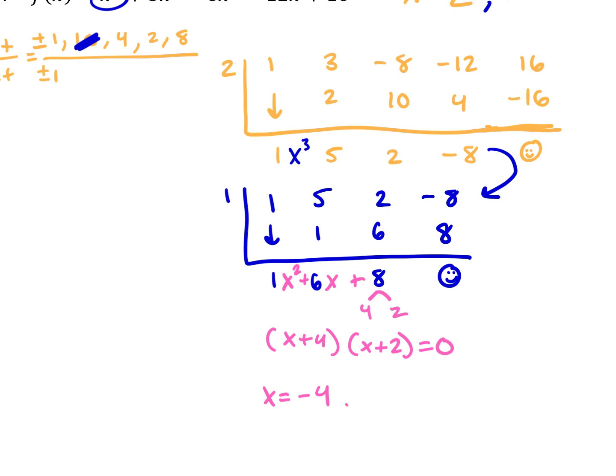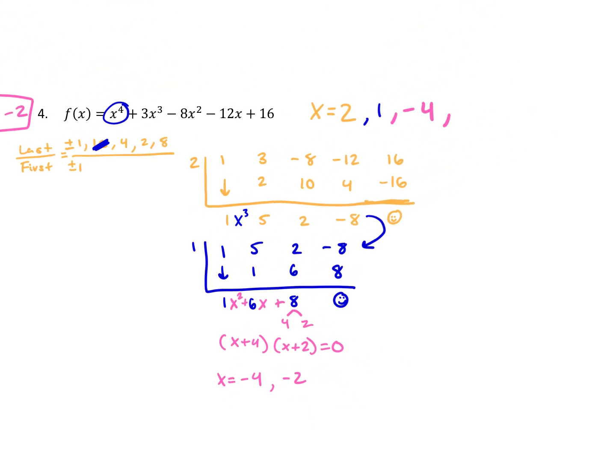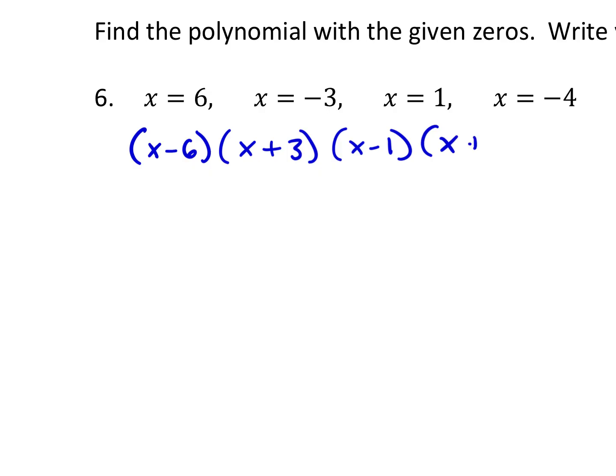X equals -4 and -2. So -4 and -2. So these are 4 solutions. So how would I write this in factored form? X minus 6, x plus 3, x minus 1, and x plus 4.